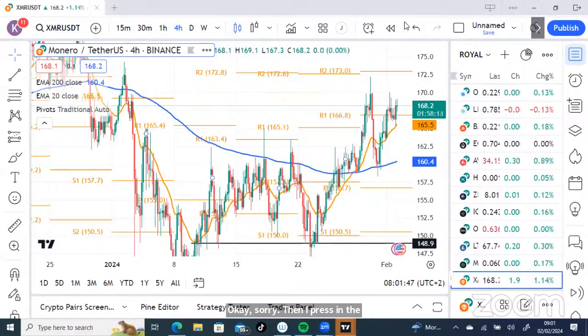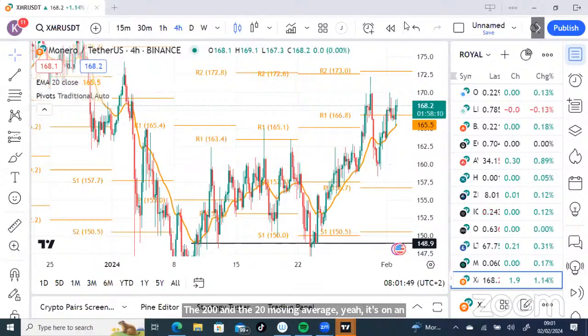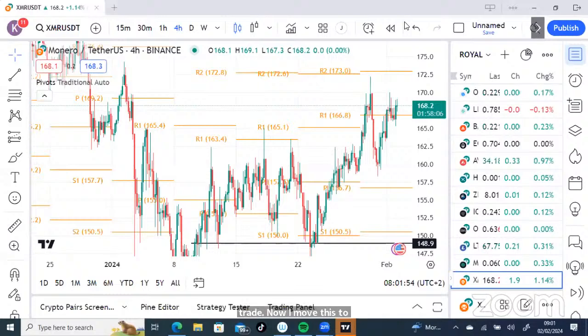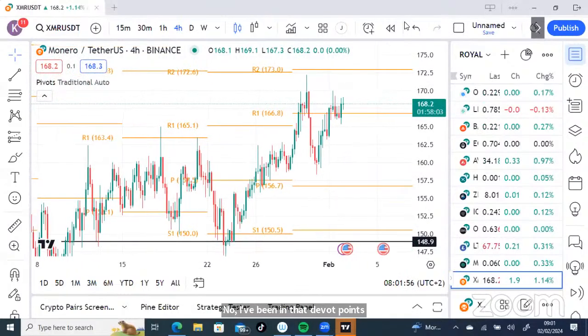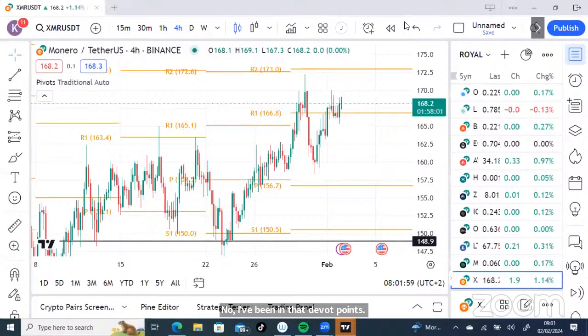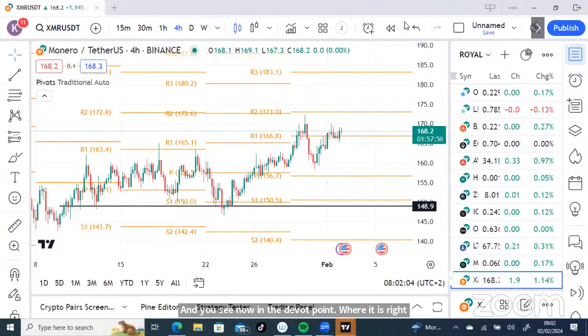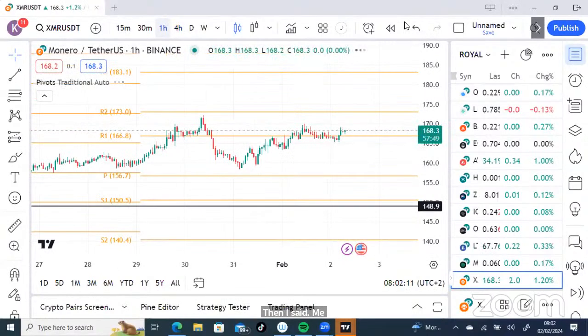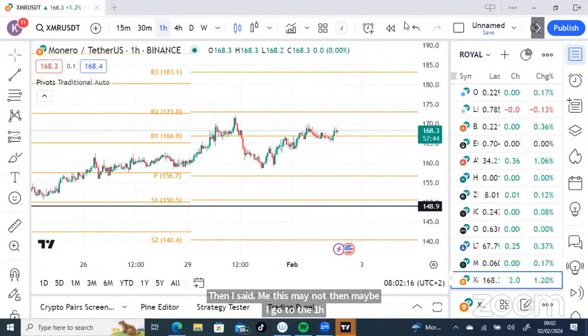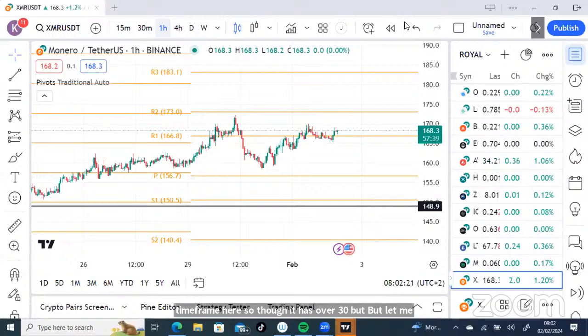I see, it's on an uptrend. Now I remove these two. Now I bring in the pivot points. And you see now on the pivot point, where it is right now, it has resistance 1 heading to resistance 2. Then maybe I go to the 1 hour time frame, and although it has over delivered, let me wait for a confirmation here. Then I make an entry.